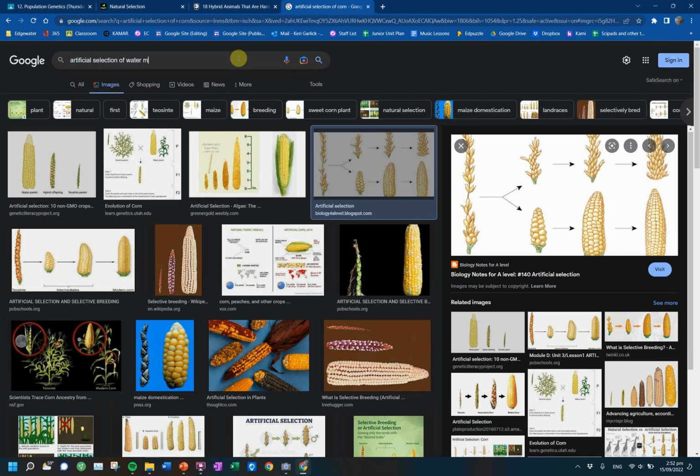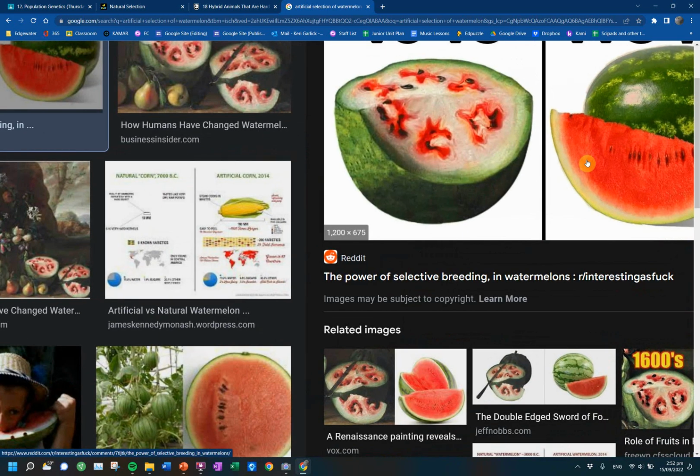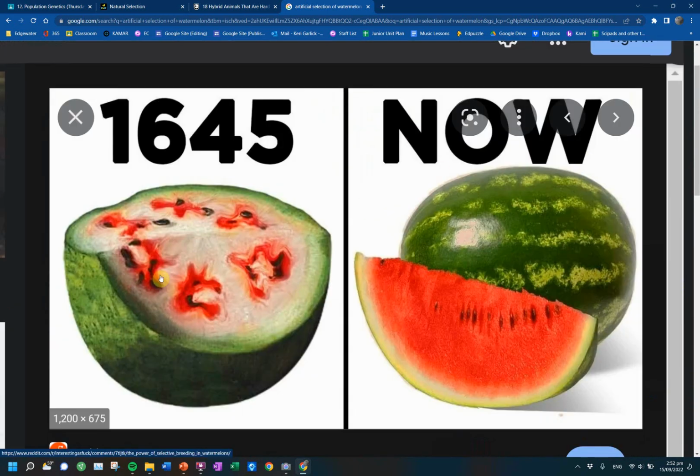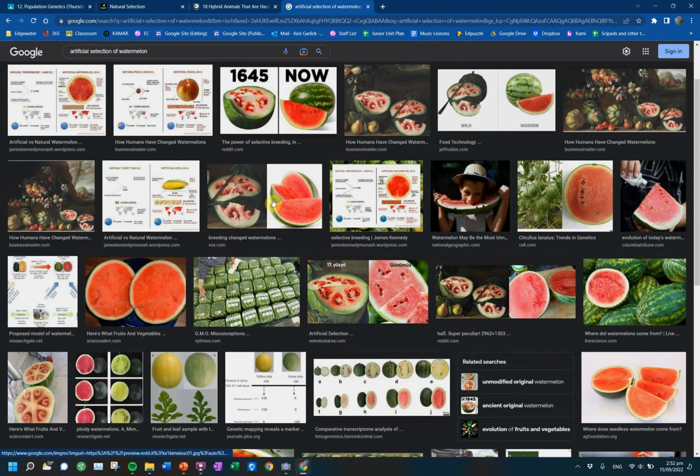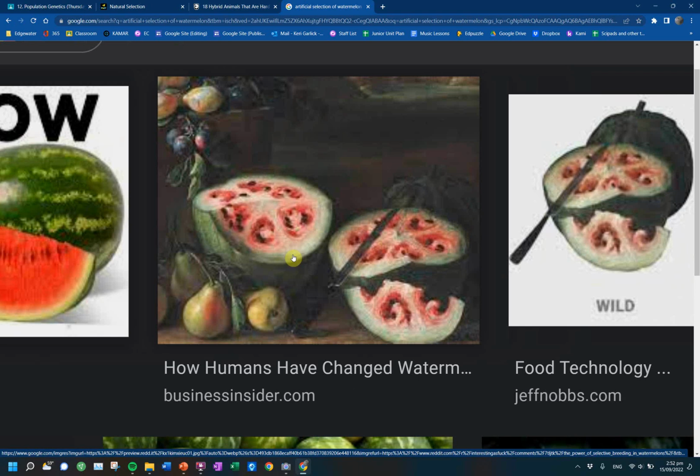Watermelon is the other one I want to show you. I like this picture because I think it's cool to see. This is what watermelon used to be like in 1648. So the people in the 1600s, this is what they were eating as watermelon. Because of artificial selection, where we picked what we wanted as traits, that's the watermelon we're eating now. And you can actually see in the old-timey paintings that that's what they painted as watermelon.